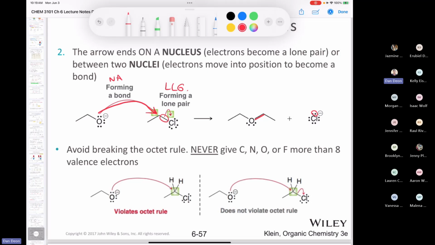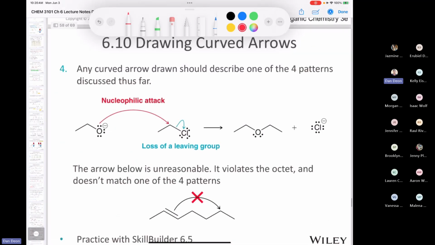on the chloride. Now it says never break the octet rule. Never give carbon, nitrogen, oxygen, or fluorine more than 8 valence electrons. That's a huge no-no. If you were to draw something like this, it is a violation of the octet rule, because you're forming a bond with the curved arrow, but then this carbon would have 1, 2, 3, 4, 5 bonds. You can't do that. So that's why the loss of leaving group is drawn simultaneously. This is your loss of leaving group, because that way you avoid giving the carbon an excess of electrons. You avoid breaking the octet rule.